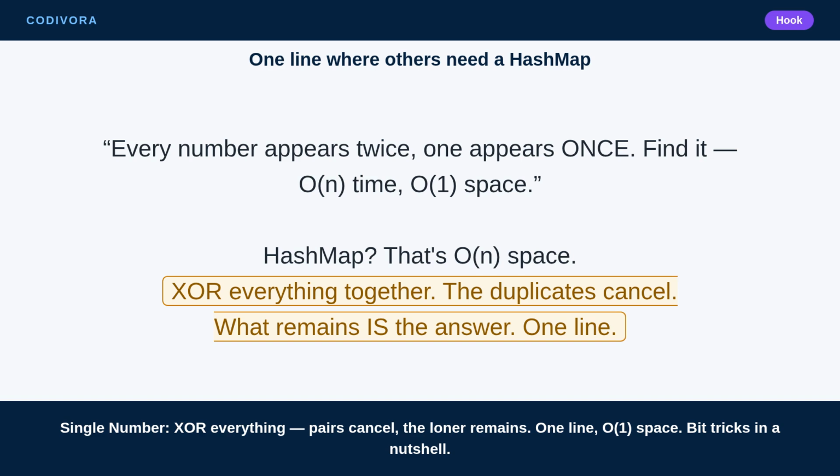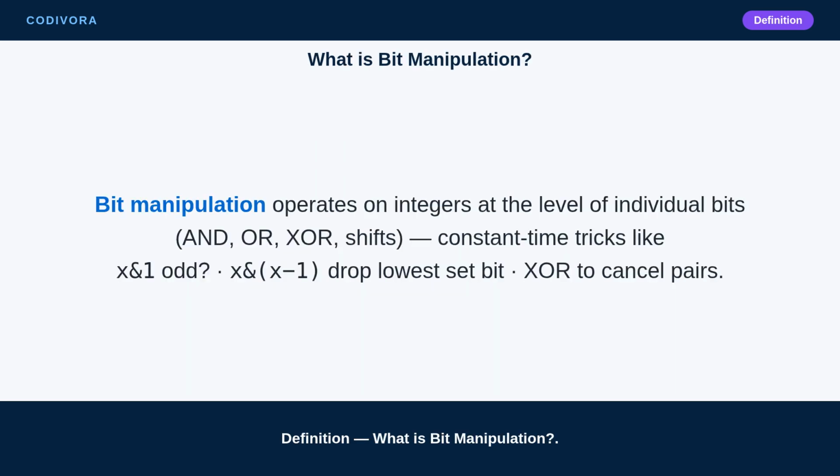The answer: XOR everything together. Equal numbers cancel to 0. 0 XOR x is x. So the pairs annihilate and the loner remains. One line. 5 tricks like this cover the whole topic. Let's collect them. Definition first.